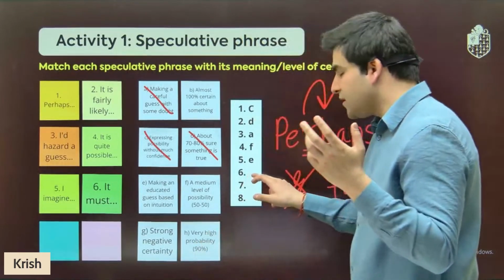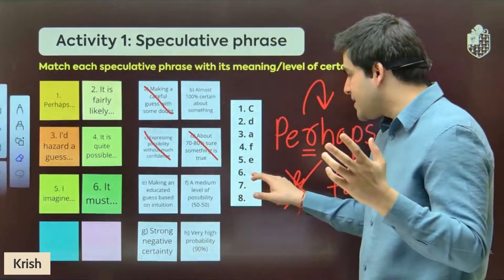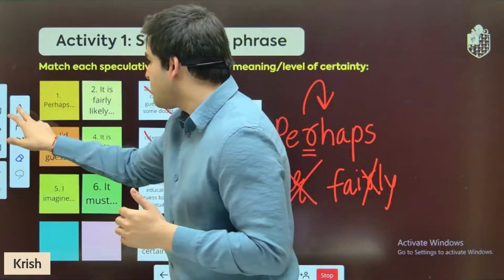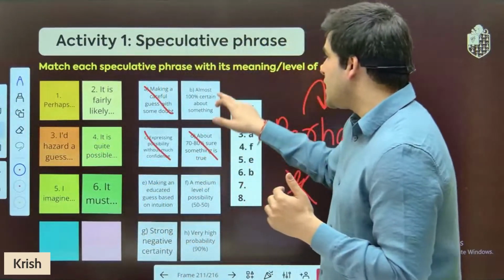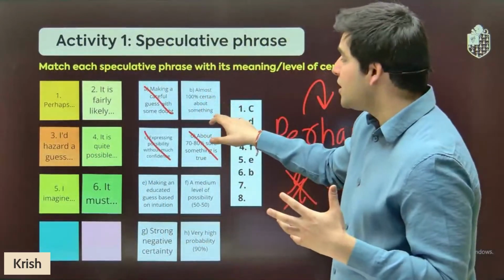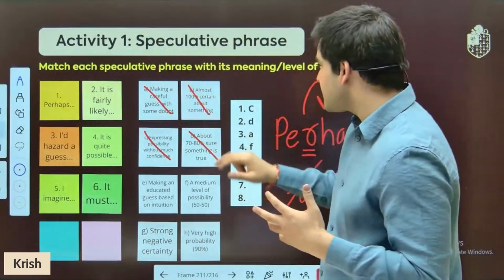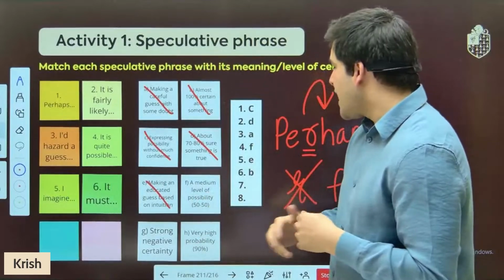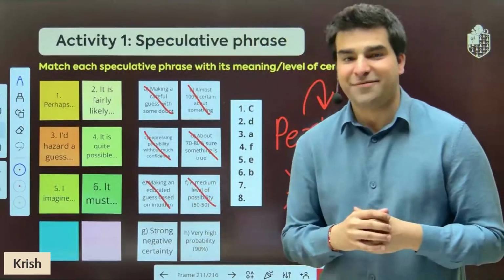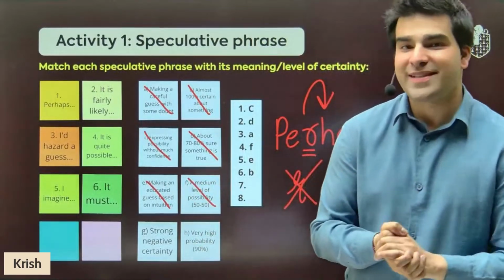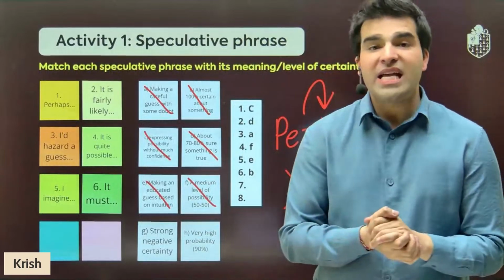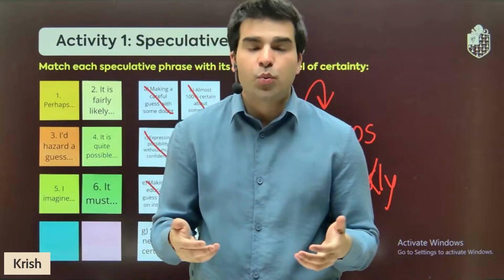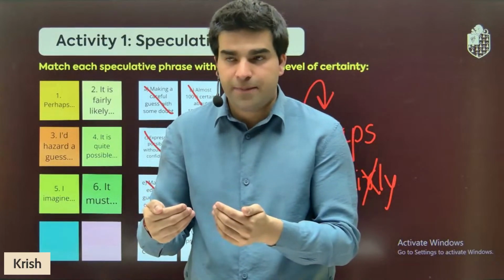Let's check the answer. So the answer to number 6 is B. Almost 100% sure, certain about something. So E is gone, B is gone, and F is gone as well. So only 2 options left. So here we go. Phrase number 7. So next time, if you're sure about something, you start your sentence with it must.